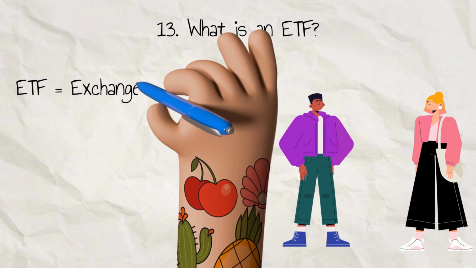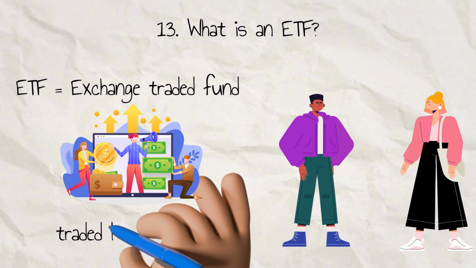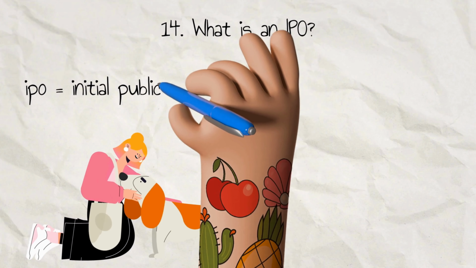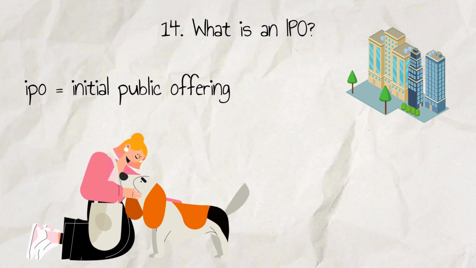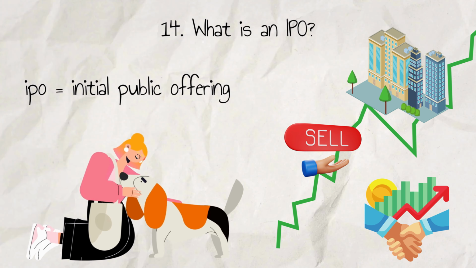An ETF is an exchange-traded fund. It is a type of investment fund that holds a collection of assets like stocks, bonds, or commodities. It is traded on stock exchanges, similar to individual stocks. IPO is initial public offering. It is the process by which a private company first sells shares of its stock to the public. This allows the company to raise capital from public investors. After the IPO, the company's shares are traded on a stock exchange.